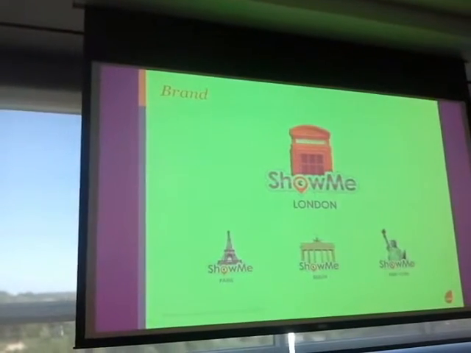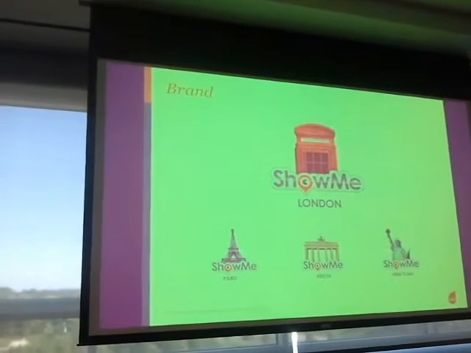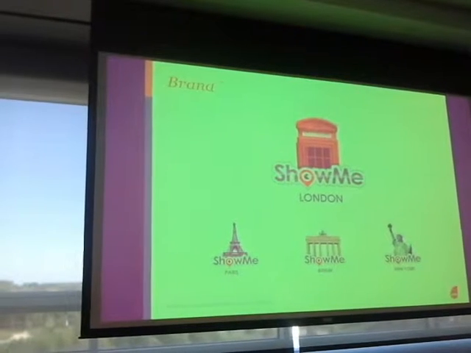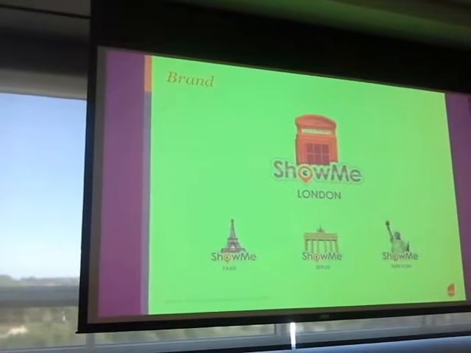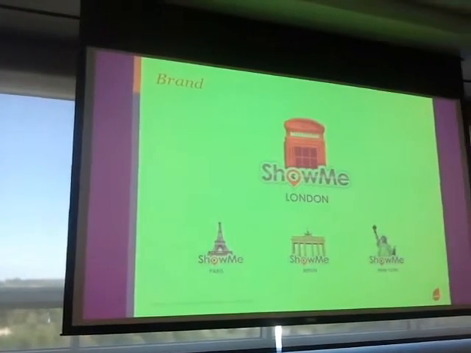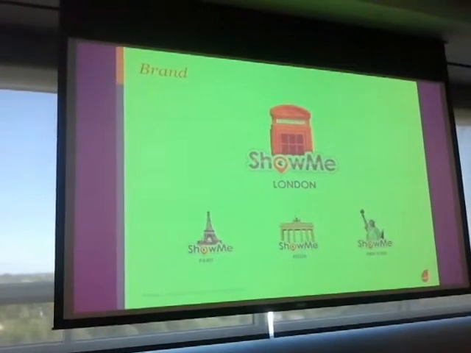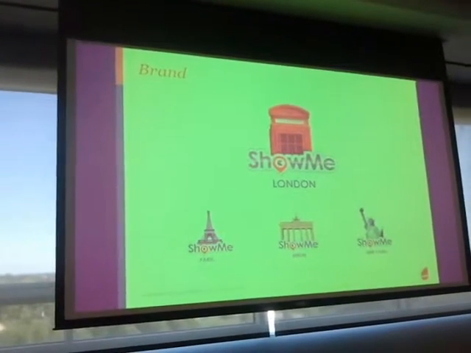So an app you might want to look at to give an idea for some of the data that's available in the Eyewitness Guides is Show Me London, which is available in the Android market. And they also had Paris, Berlin, and New York, but I don't know if they've launched those yet.